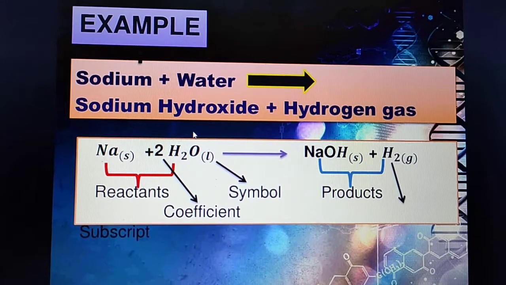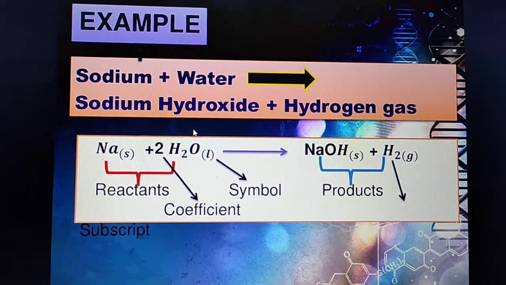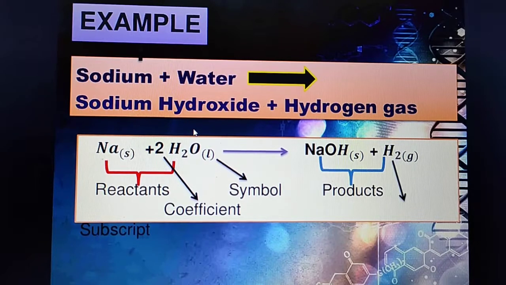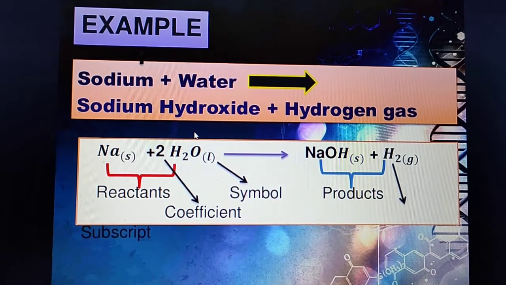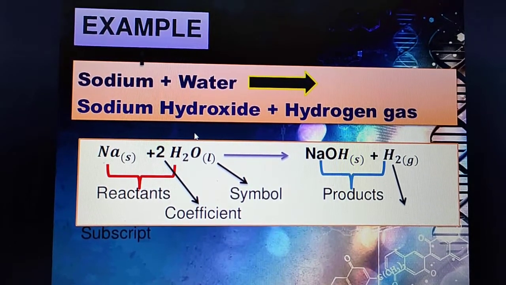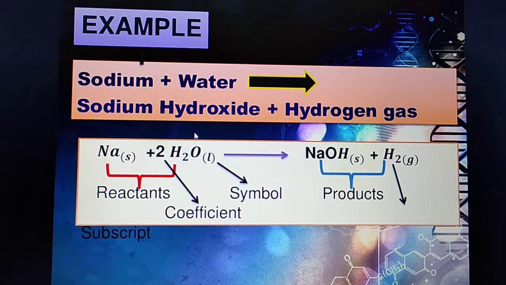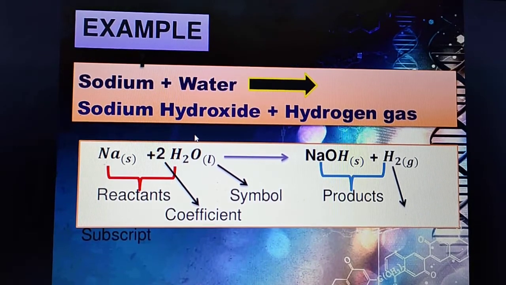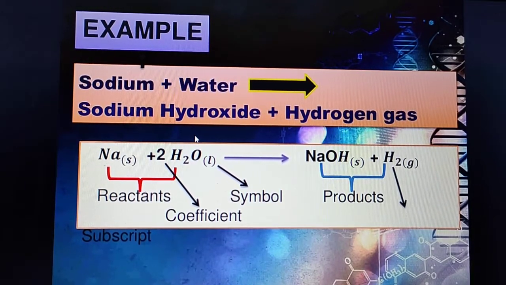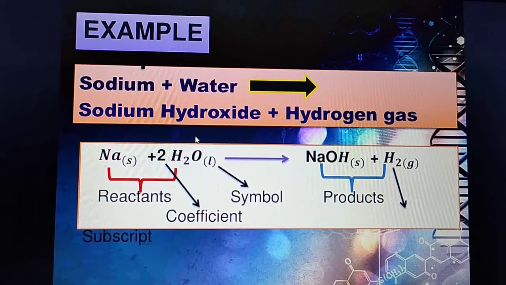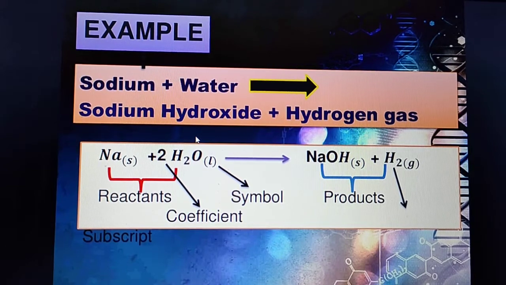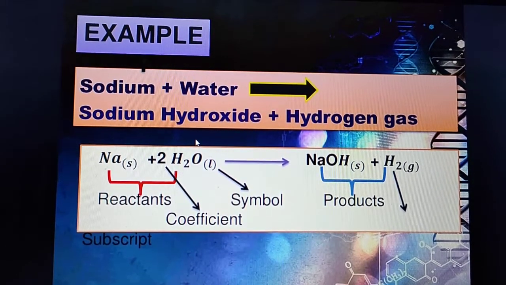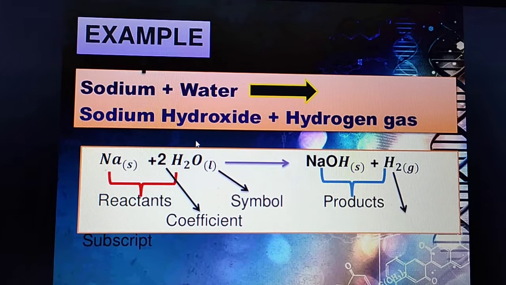First of all, you have to identify the reactants and products of the chemical reaction. Which one is a reactant and which one is a product? The reactants on the left hand side are sodium plus water. Sodium and water take part in the chemical reaction, so these two are the reactants. And sodium hydroxide and hydrogen gas are formed in this reaction, so these substances are products.